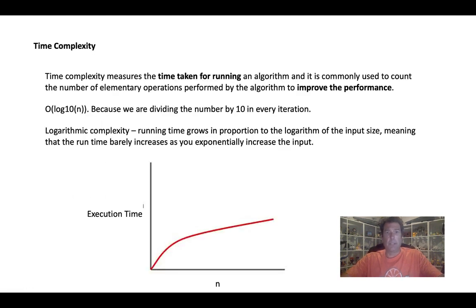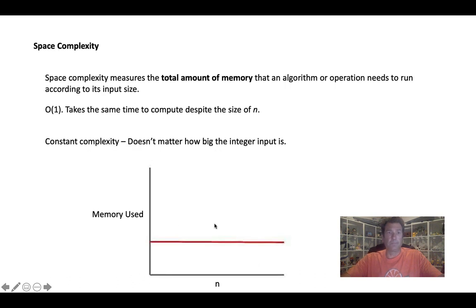So time complexity measures the time it takes to run the algorithm. And because we divide the number by 10 every iteration, we have log base 10 of n. Now this is called logarithmic complexity. And basically it says as you drastically increase n, it's only going to barely increase the execution time, as shown in this graph.